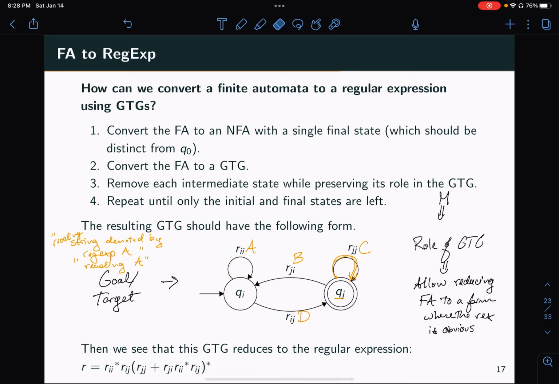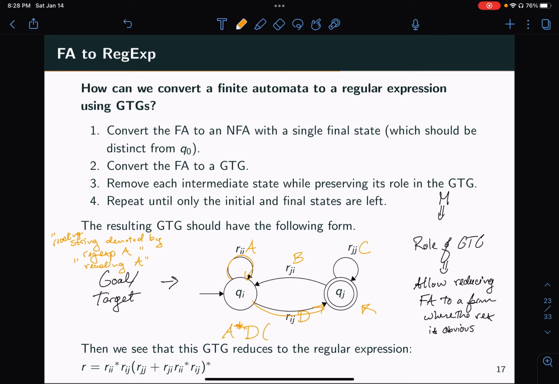So now if we go back here, the regular expression that's equivalent to this machine is going to be the regular expression that denotes the pattern reading A any number of times, then reading a D to get to Qj. So right, reading A any number of times, then reading D to get to Qj.